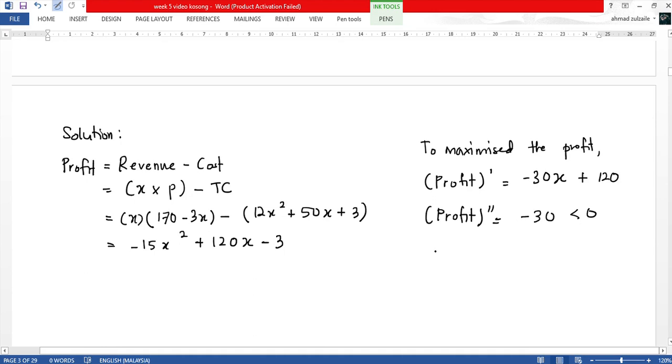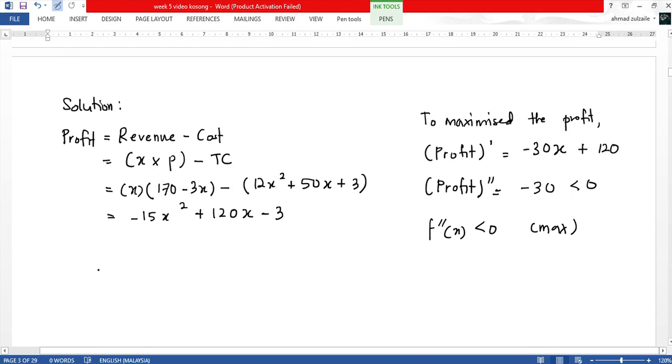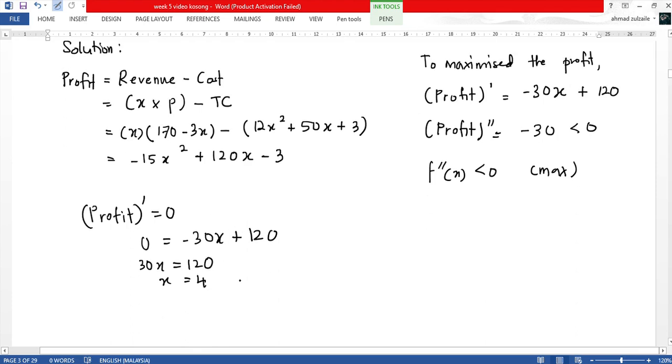We know that if f double prime x is less than 0, the value will maximize. So confirmed, it is true. This equation of profit will give a maximum profit. But what is the value of x that we want? Therefore we take profit prime and equate it to 0, because this is the equation of the stationary point. So from here we get the x value: 0 equals negative 30x plus 120. Simplify, you get 30x equals 120, so x equals 4. This is the value of x that will maximize the profit.